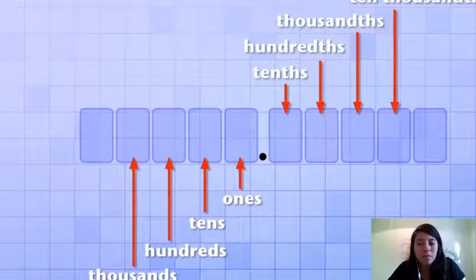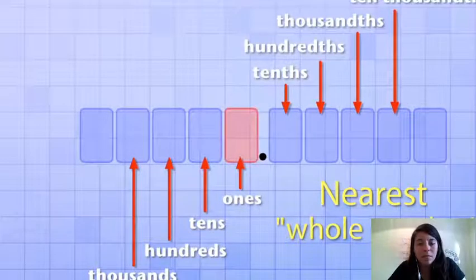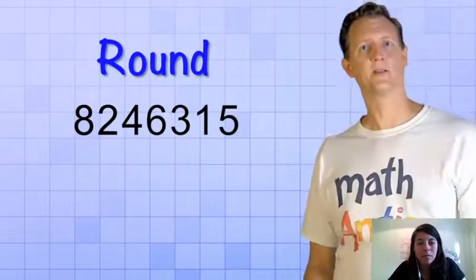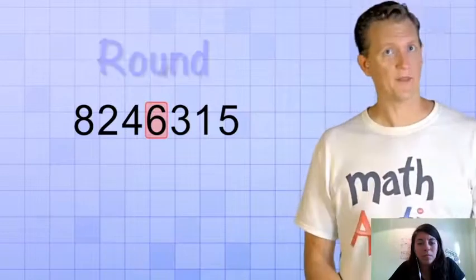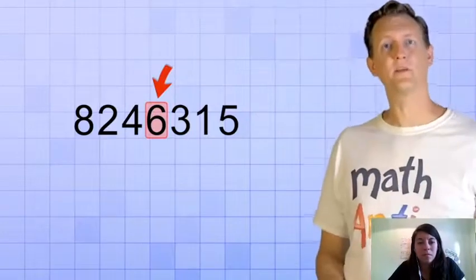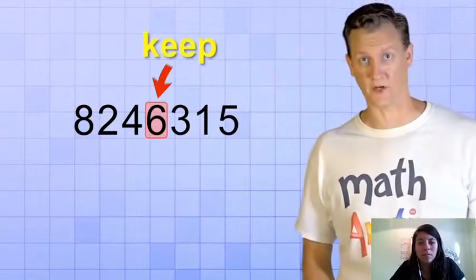You may even be asked to round to the nearest whole number, which is another way of asking you to round to the ones place. Okay, so when you're asked to round a number, the first step is to pay very close attention to which number place you need to round to. That number place is important because it represents the smallest unit of counting that you're going to keep in your rounded version of the number.